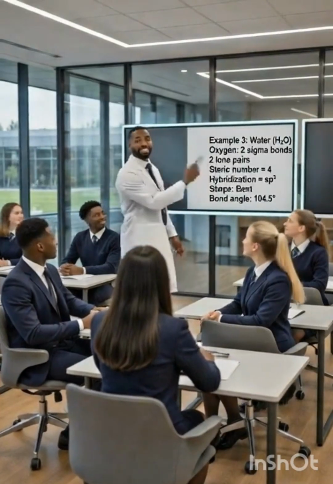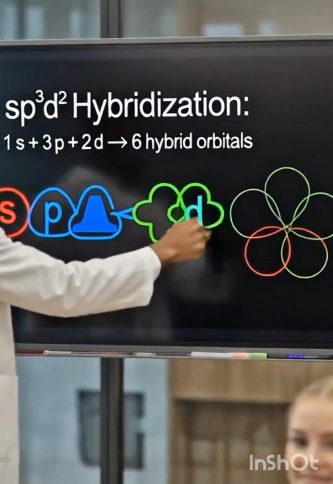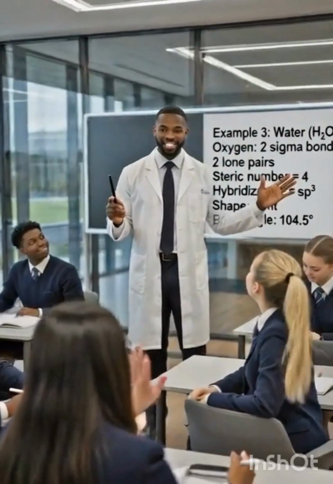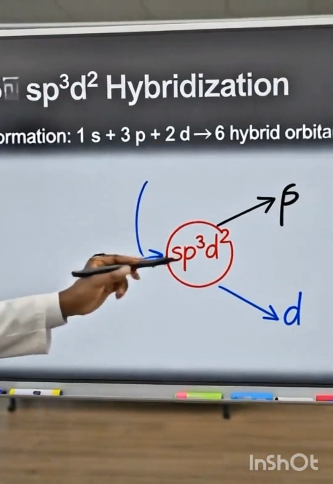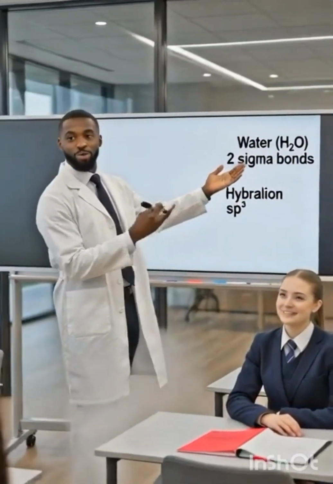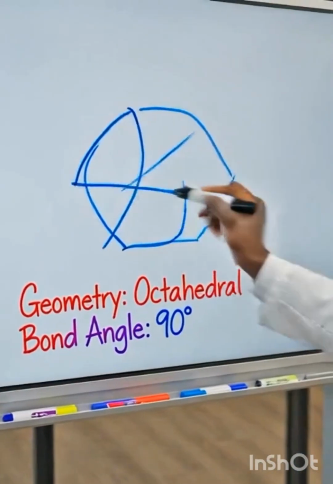Now, let's look at sp3d2 hybridization. One s, three p, and two d orbitals combine to form 6 hybrid orbitals. This gives us 6 new hybrid orbitals. For an octahedral geometry, the bond angle is 90 degrees.